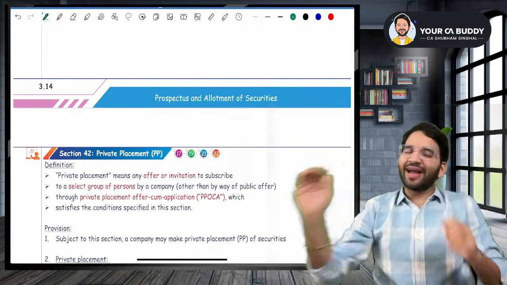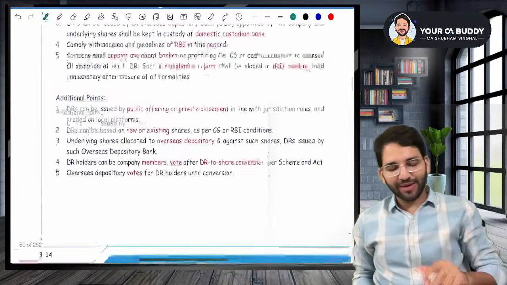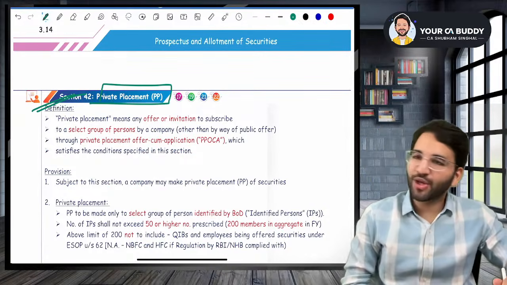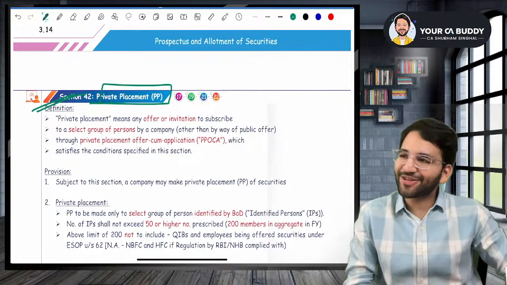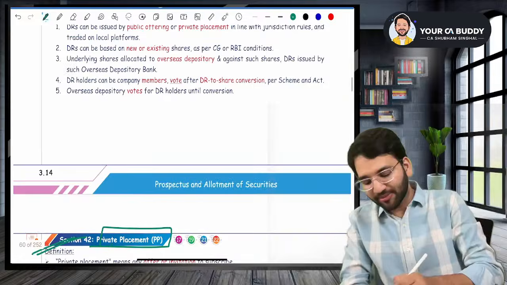Okay. Guys, now listen to me. Last section, 41, you don't have to cover. Coming to the last section, which is your section number 42, which talks about private placement. Are you with me? Very important, sir. I'll tell you the very basic concepts of private placement.